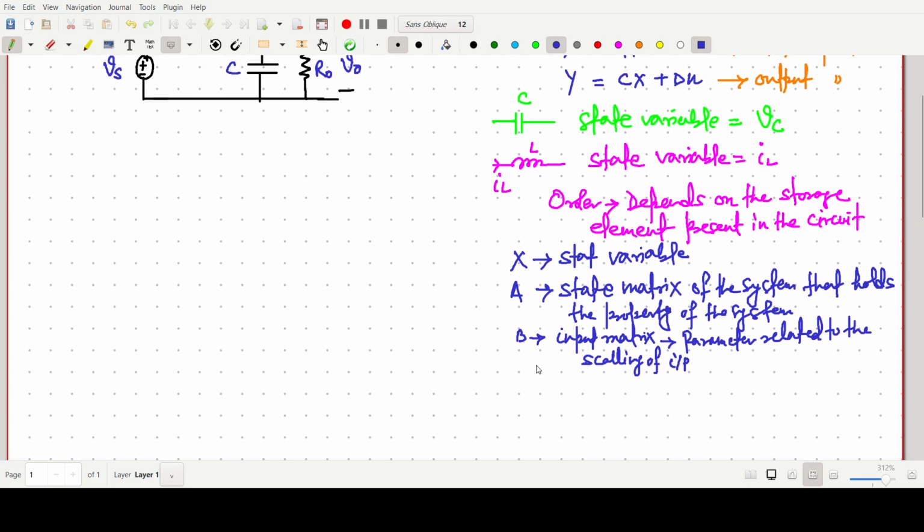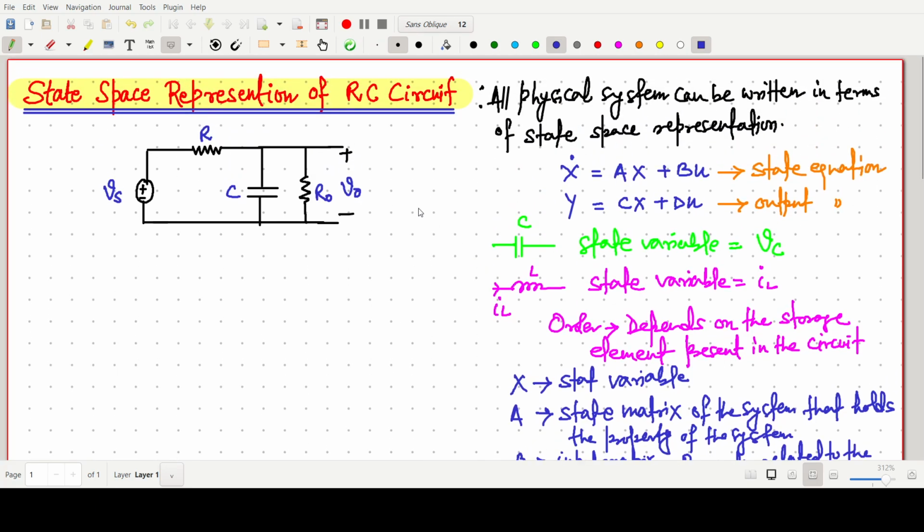A is there, B is there, C is the output matrix, the output matrix of the system, and U is the input variable. So these are some points. Now in this circuit, we have to write the state space representation.